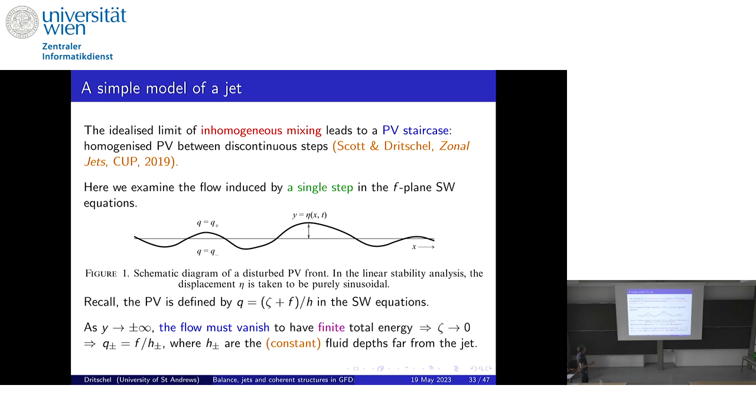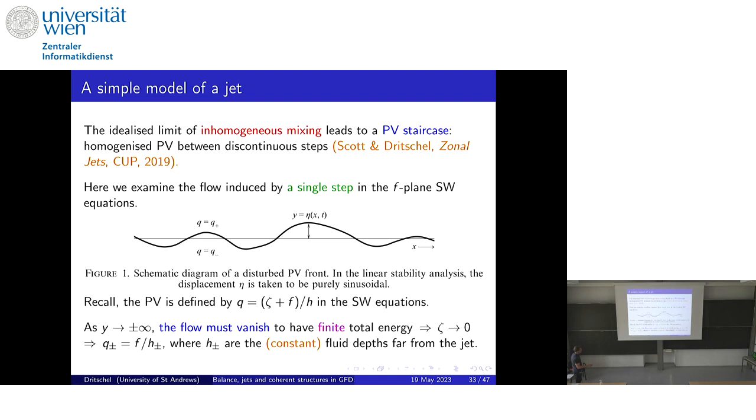Okay, so we understand now that the idealized limit of inhomogeneous mixing, so weak mixing and weak damping, where both are taken to zero, eventually leads to sharp PV staircases with discontinuous potential vorticity. This is studied in a number of papers, but it's reviewed in this paper here. So we're going to focus on a single jet in shallow water where you have one value of potential vorticity below and another value above it. We're going to allow displacements to look at stability in a moment. For now, we'll look at the steady flow of a straight jet.